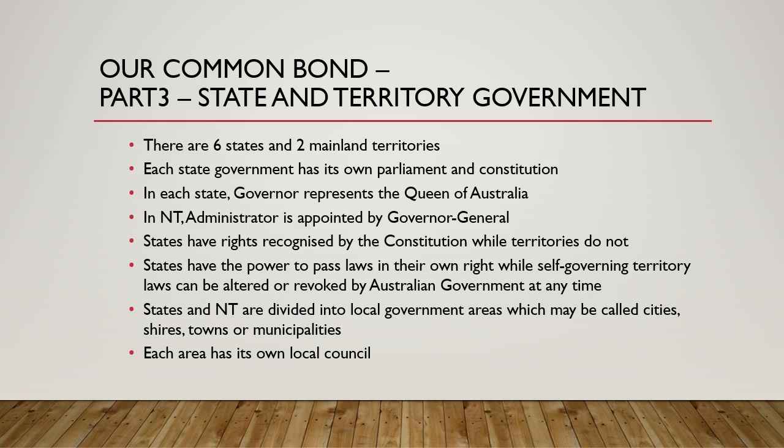In each state, a governor represents the Queen of Australia. In the NT, an administrator is appointed by the Governor General. States have the rights recognized by the Constitution, while territories do not. States have the power to pass laws in their own right, while self-governing territory laws can be altered or revoked by the Australian government at any time.